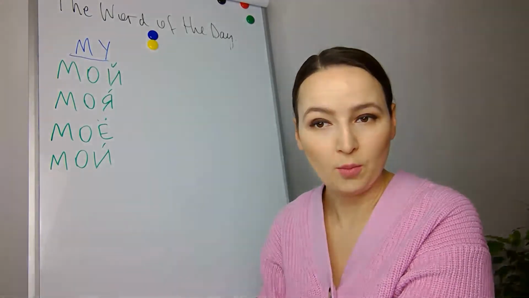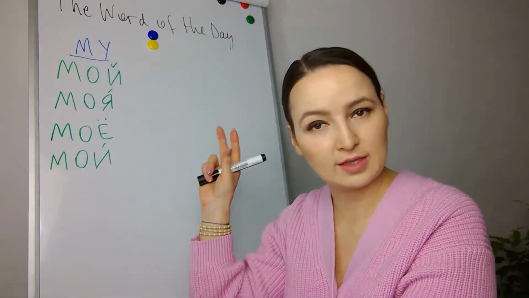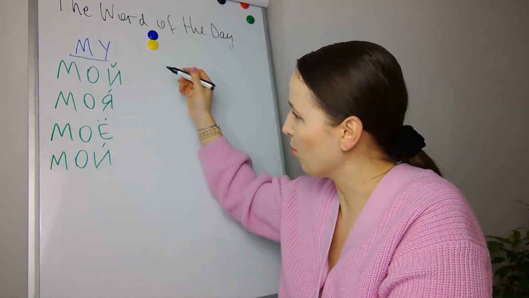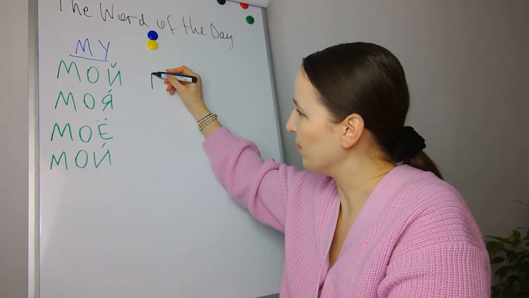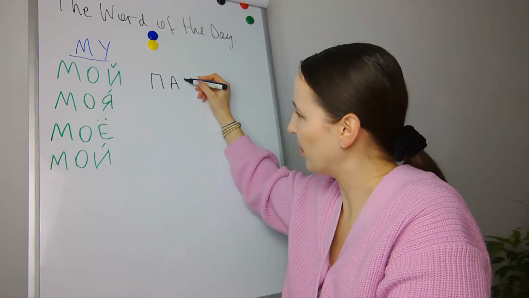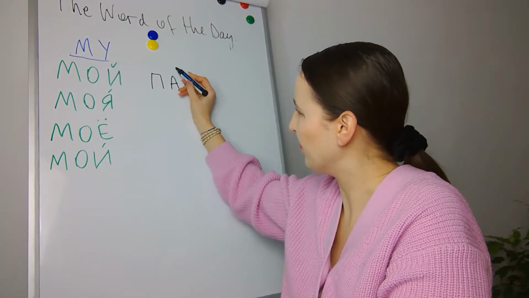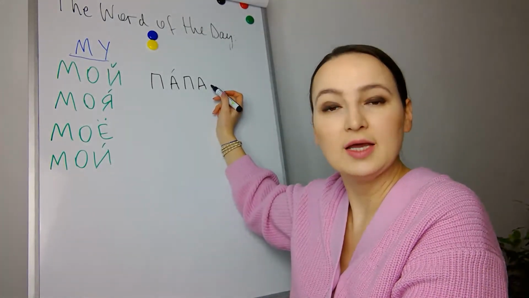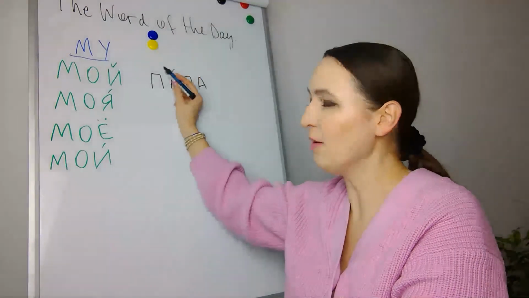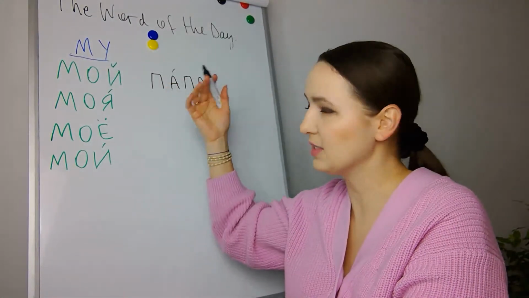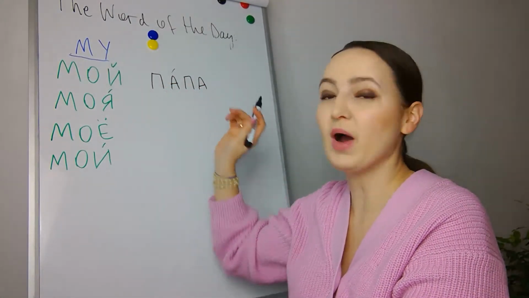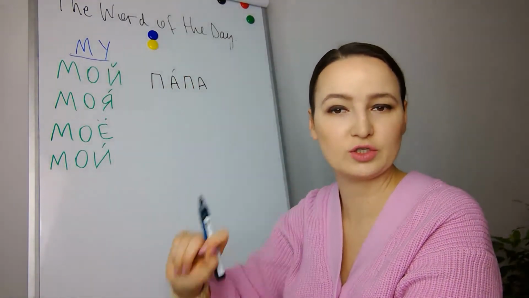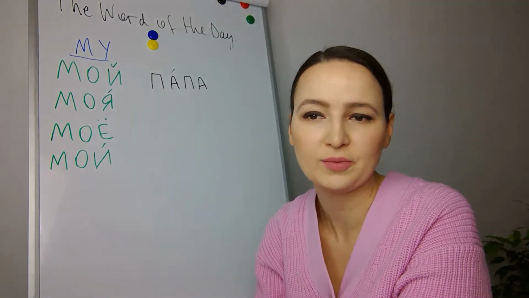Let's begin with мой. Мой and a noun with masculine gender. For example, мой папа. Although this noun ends in А and it looks like feminine, it is masculine because папа means father and he's a man. Мой папа, my father. So here we use мой for this masculine noun.